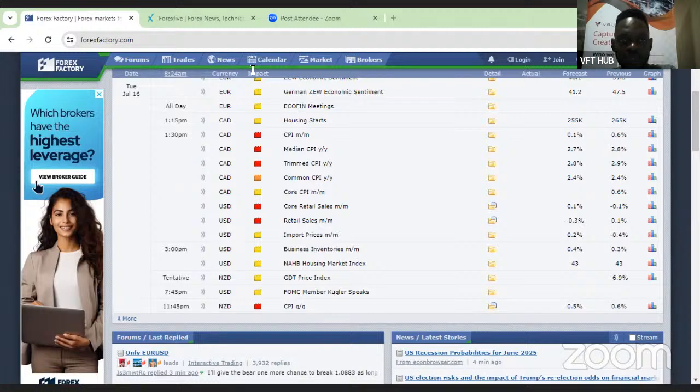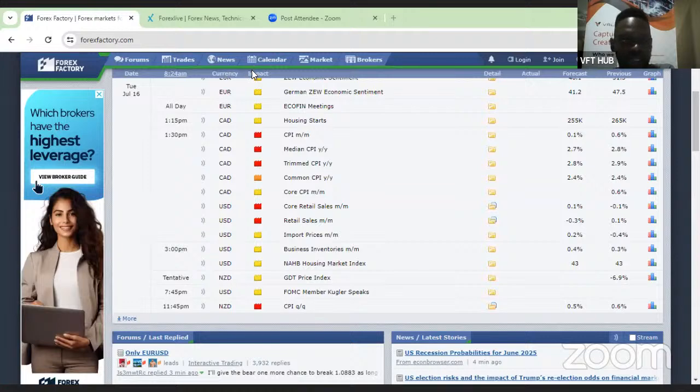Let me quickly take some few questions here. Okay, Balumi said, what are the pairs for today? Okay, what is the bias for EU? I'm seeing retracement. What will this indicate? You mean for EU?